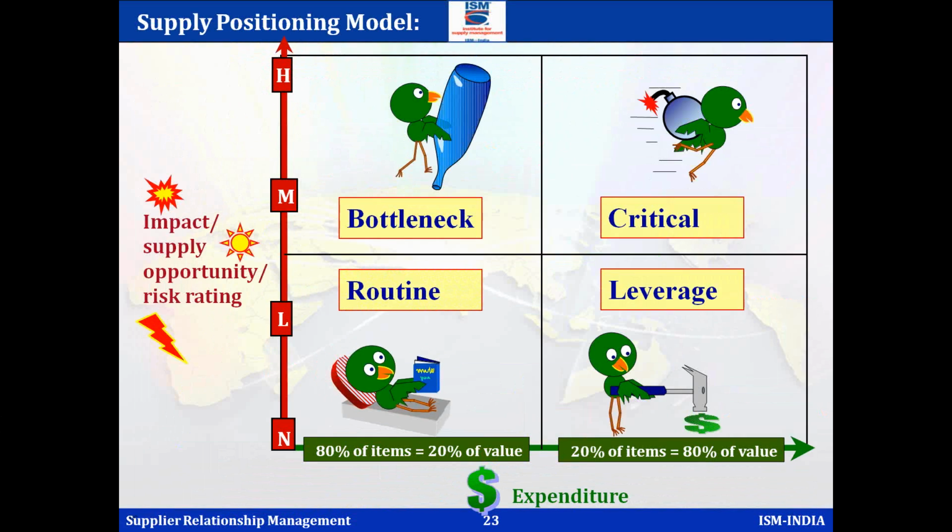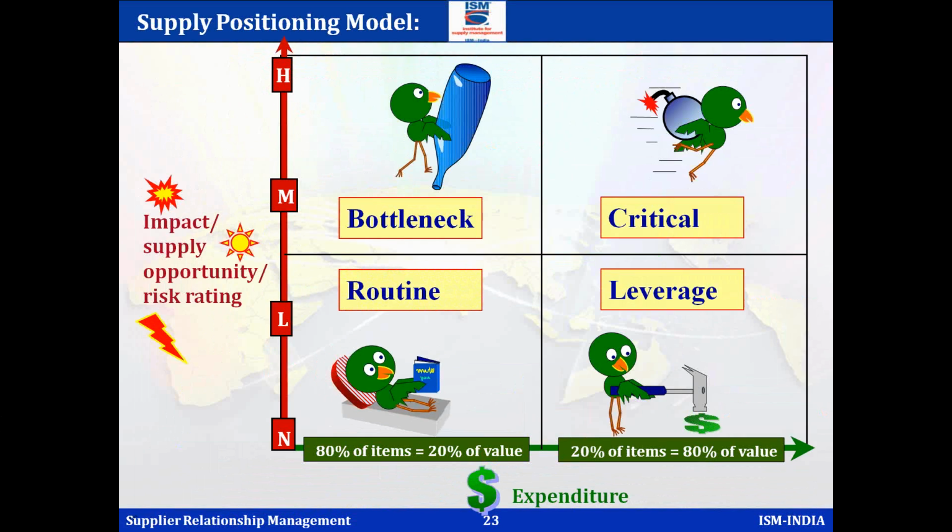One side is called leverage. First we apply the 80-20 concept. If I list down all the contracts, item by item, in descending order, I take the top 20%. Those top 20% of the items will cover 80% of the value. They come under leverage and critical, while the bottom 80%, which are low value, 80% number-wise but 20% value-wise, come under routine and bottleneck.